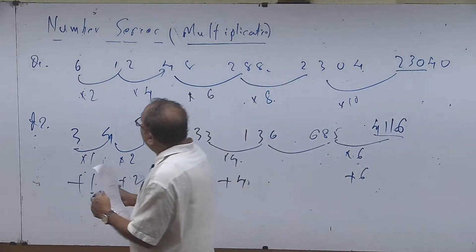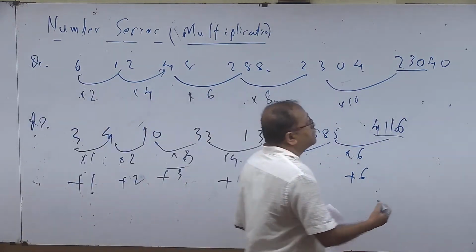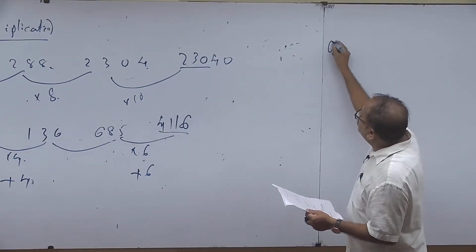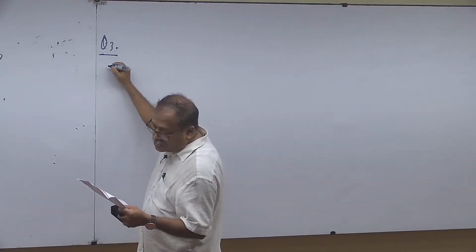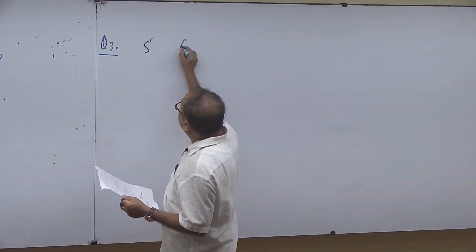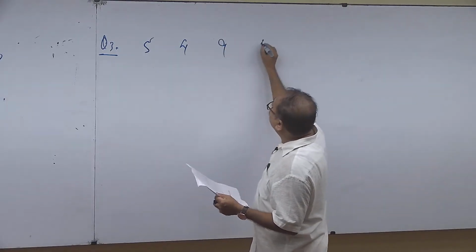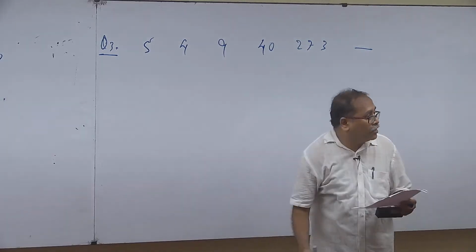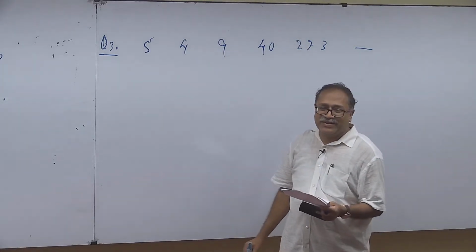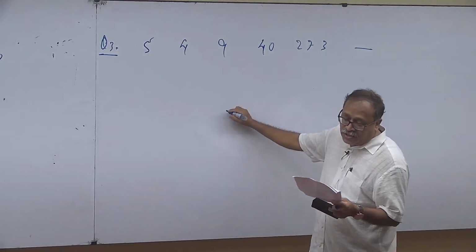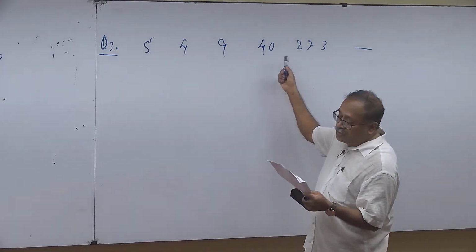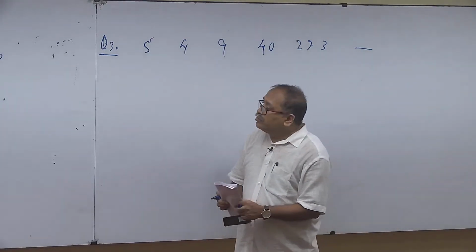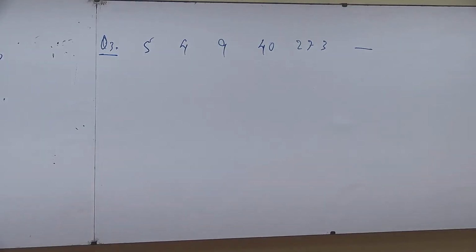Okay. I will take one more question over here on this side of the board, and that is question 3. Write down please, that's 5, 4, 9, 40 and 273, and what is next? So what is happening here? That's a 5, 4, 9, 40, 273, and what next?